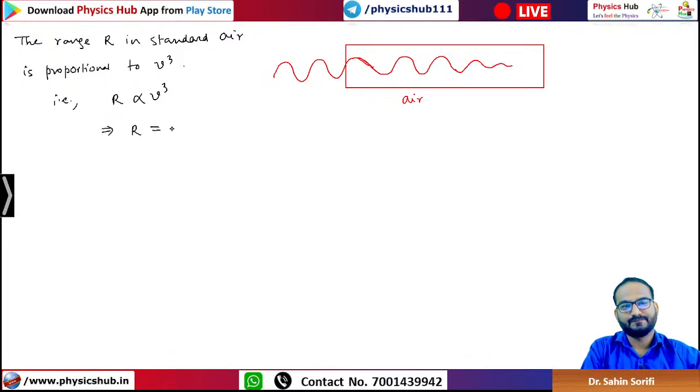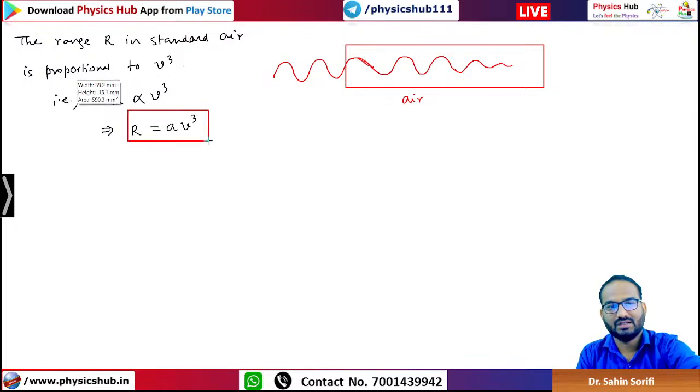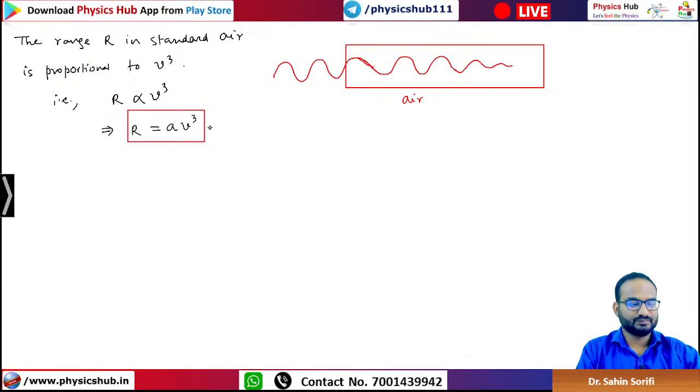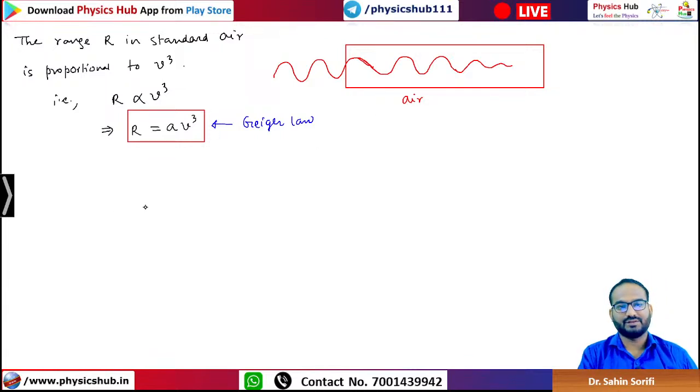Now let's say the proportionality constant is A, so you get a relation R is equal to A V cubed. This relation is known as Geiger law. And this is valid for only a limited velocity range.